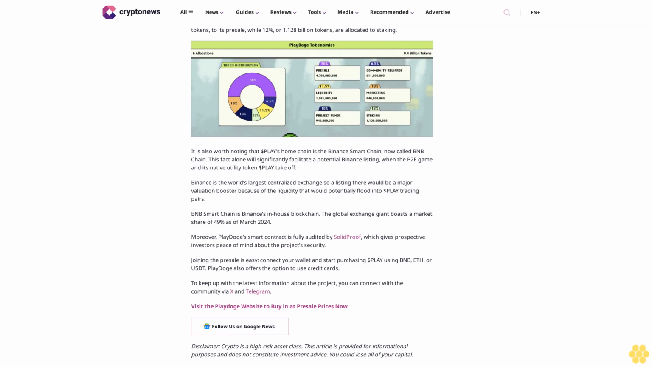PlayDoge straddles the meme coin, P2E, and gaming remake sectors. While PlayDoge can be classified a meme coin, it is by no means just that. In reviving a popular 8-bit 90s game, it's also channeling the thriving nostalgia of the game remake sector. Last year was labeled the golden era of game remakes. But even prior to that, sales of major remakes had already doubled from 2018 to 2020.